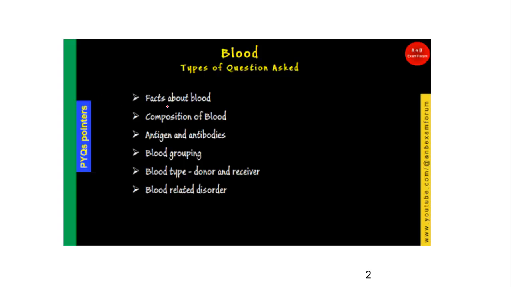The first one is factual information about the blood. Afterward, the composition of blood, so what exactly blood is composed of. Then you should be very thorough about antigens and antibodies. Why are these important? Because they help to identify the blood grouping. In blood grouping, you should be well aware of the blood types, donor and receiver, which one is the universal donor, which one is the receiver, and the last one is blood-related disorders.